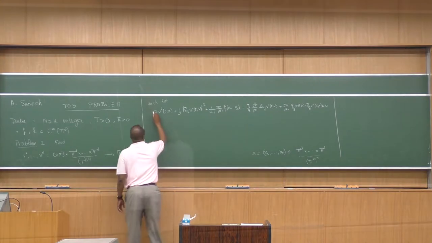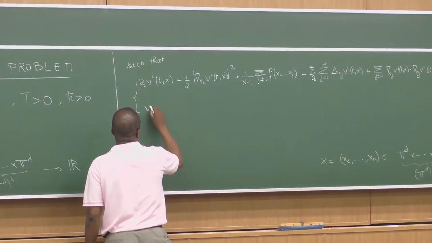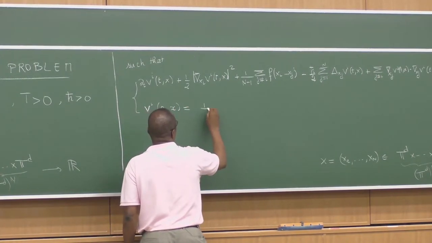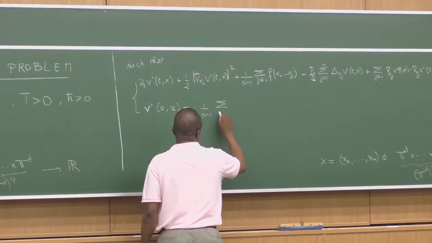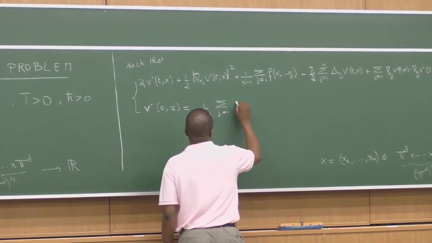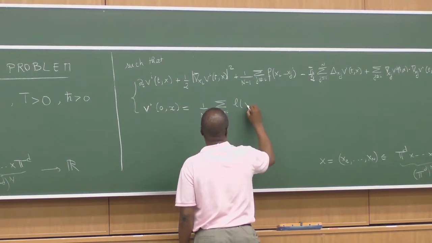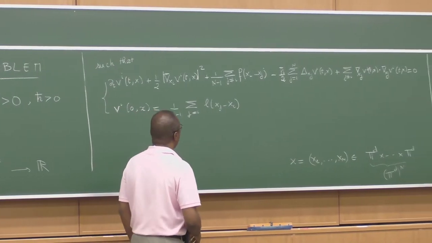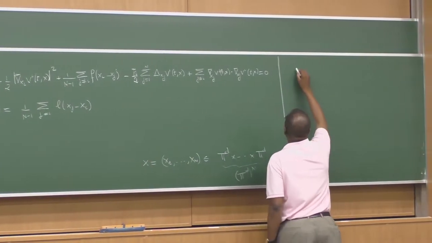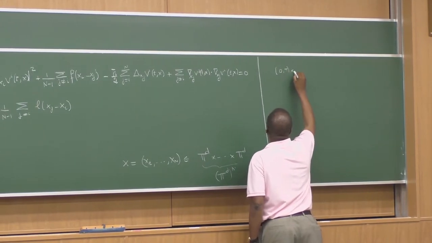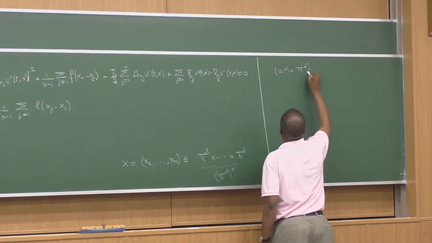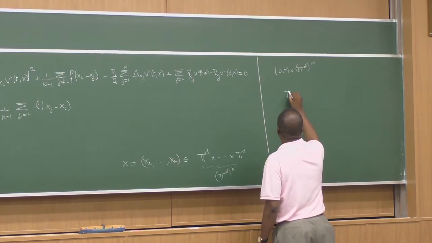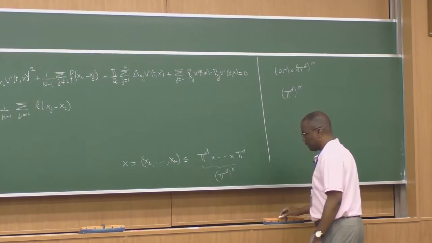Under the condition that vi at time 0, x is 1 over n minus 1, the sum j not equal to i, L of xj minus xi. So I want to solve this equation on 0, T cross T^d to the n, and this initial condition holds on T^d to the n.